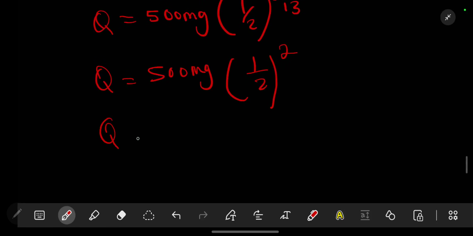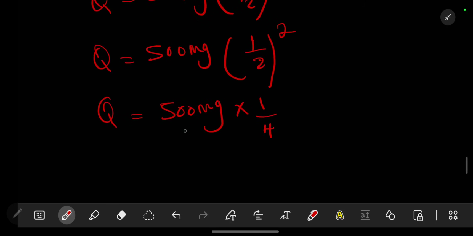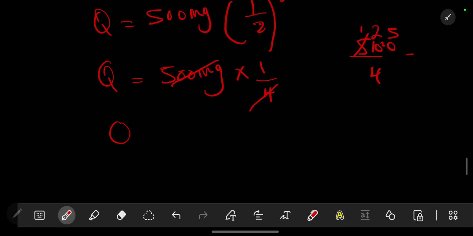So our Q in this case will be equal to 500 milligrams times, we have 1 squared is 1 over 2 squared is 4, like that. So dividing, we are going to get 500 divided by 4. 5 divided by 4 is 1, so the remainder is 1. 10 divided by 4 is 2, remainder is 2. 20 divided by 4 is 5. So we have 125. So our Q, the remaining, will be 125 milligrams, like that.